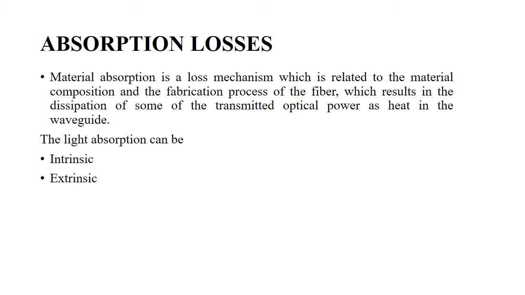Next we are going to see about the absorption losses. Material absorption is a loss mechanism related to the material composition and the fabrication process of the fiber, which results in the dissipation of some of the transmitted optical power as heat in the waveguide. There are two types of light absorption: intrinsic absorption and extrinsic absorption losses.